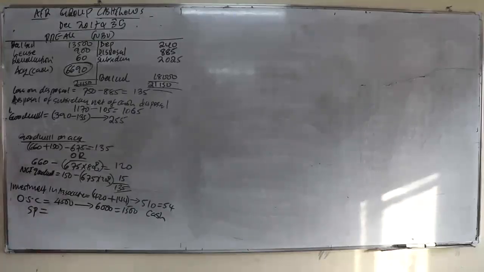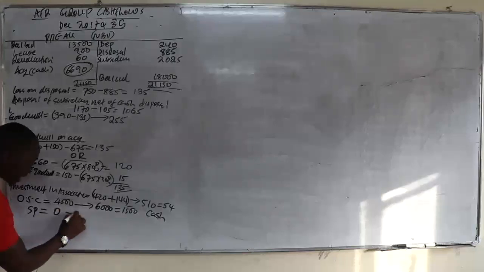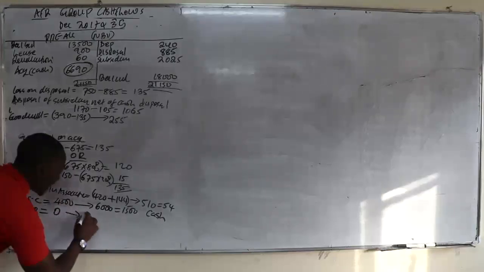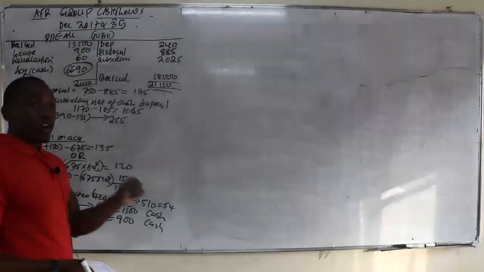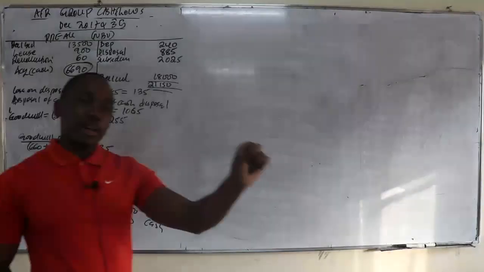Tulianza na ngapi? 0. Tumefunga na ngapi? 900. Kumaanisha ime increase na ngapi? That's the issue of share income in cash at a premium. So in short, during the year, we issued shares worth how much? 2,400. But remember, I said that at issue, ordinary share capital will be recognized at par value with any balance reported as share premium.